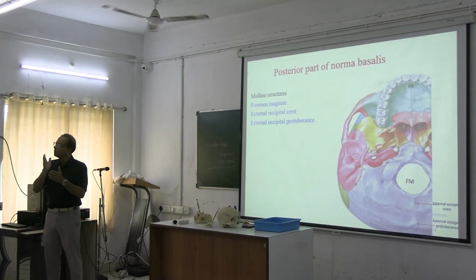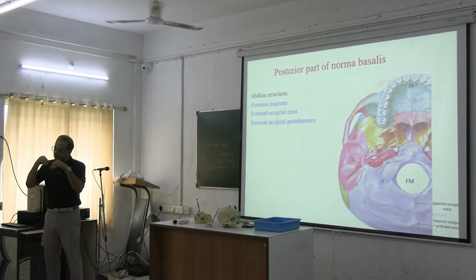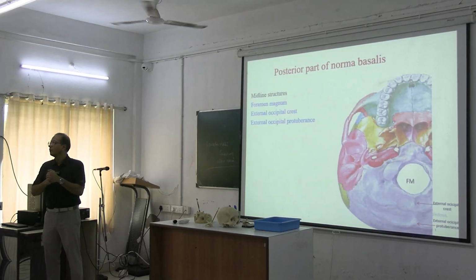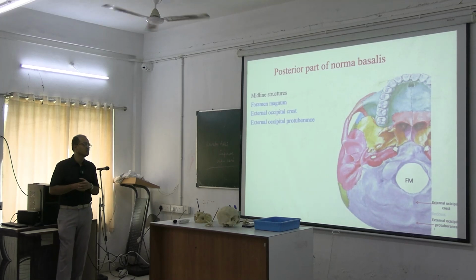If you cut the petrous part of the temporal bone, you get inside the cavity of the middle ear, where you are going to find the middle ear ossicles.